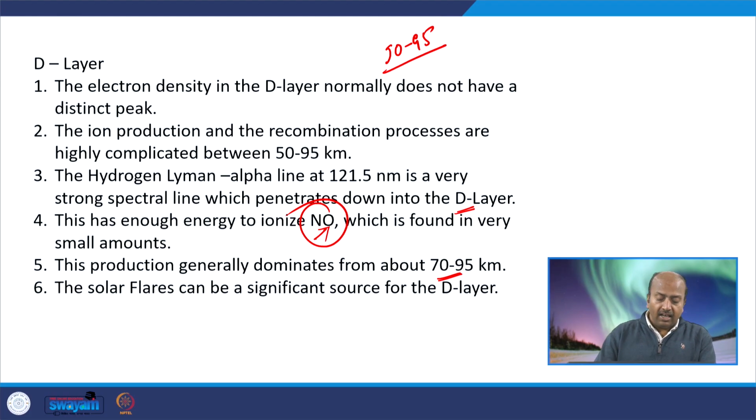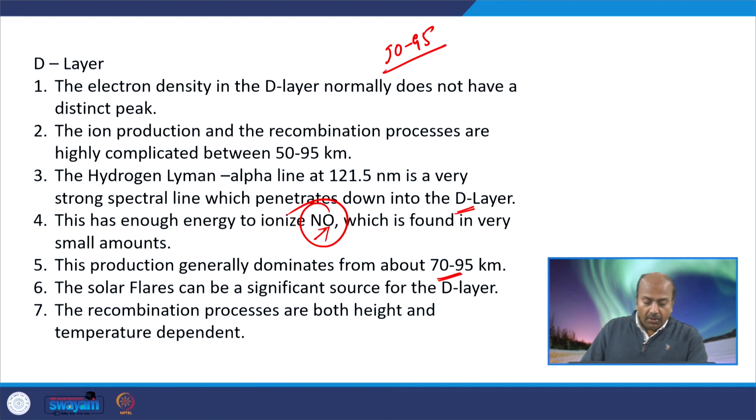And solar flares can be a significant source for the D layer. What does it mean? Solar flares accompany strong enhancement in the spectral intensity or spectral emission from the sun. So, you have more radiation coming from the sun. As a result, the more intense radiation can penetrate into much lower altitudes, thus producing a significant contribution to the D layer ion densities. And the recombination processes are both height and temperature dependent.